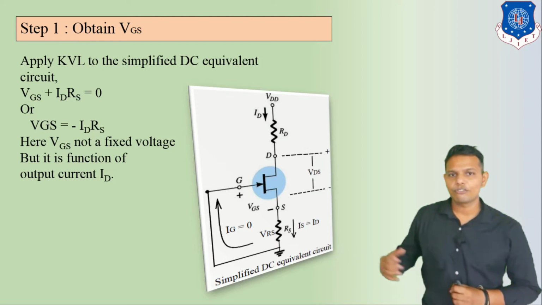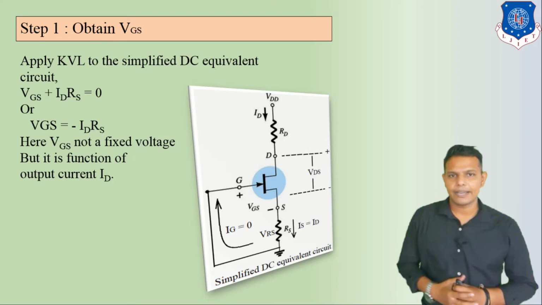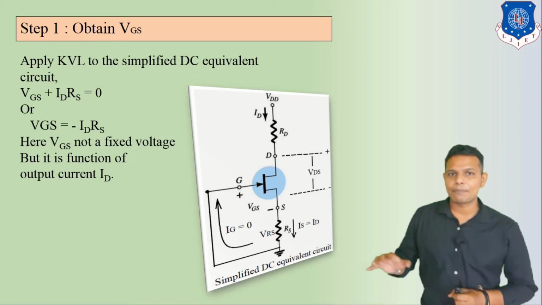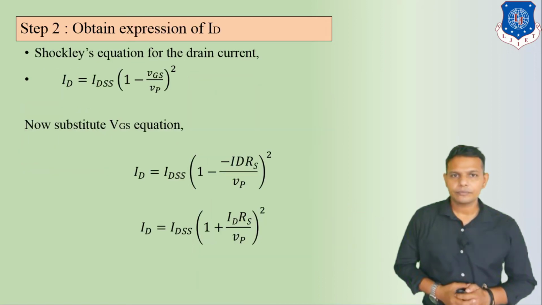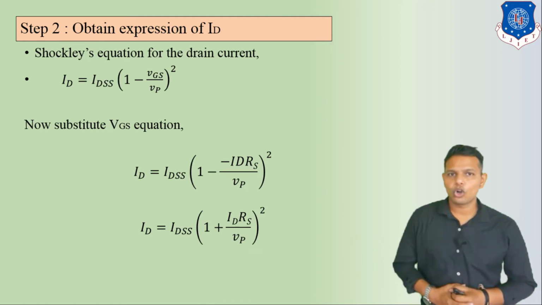ID instead of IS. So this is step number 1, from which we will get VGS. Now step number 2, obtain expression of ID.